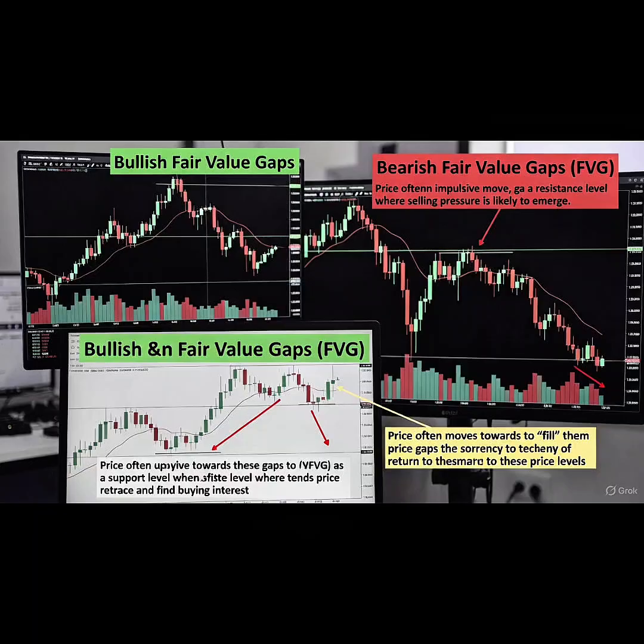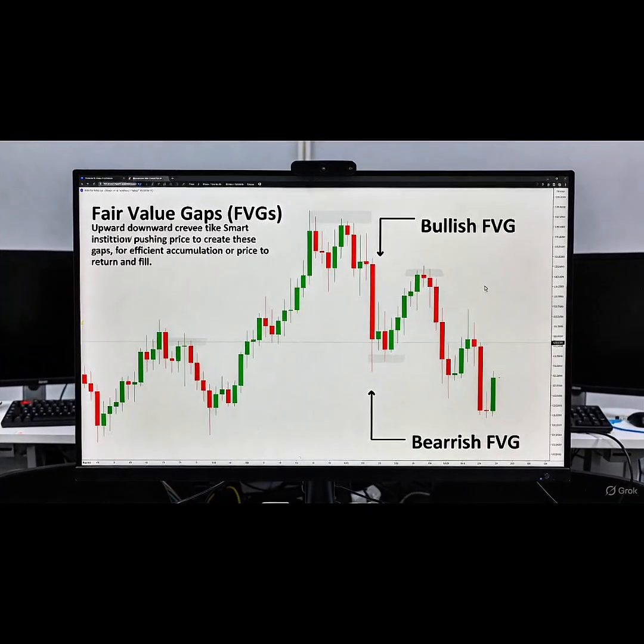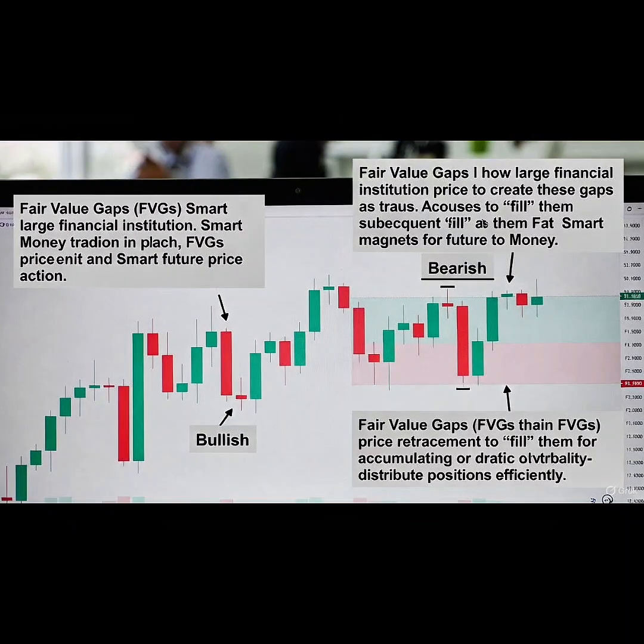In SMC, they're key because smart money creates them on purpose to accumulate or distribute positions efficiently. Smart money, banks, institutions don't want to pay bad prices. When they want to buy a ton, they push price down quickly to scare retail sellers, create a bullish FVG, then let price come back to the gap to buy cheaply. Same for selling. Push up aggressively, create a bearish FVG, then sell into the retracement.